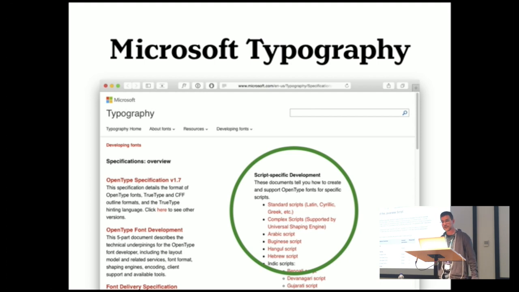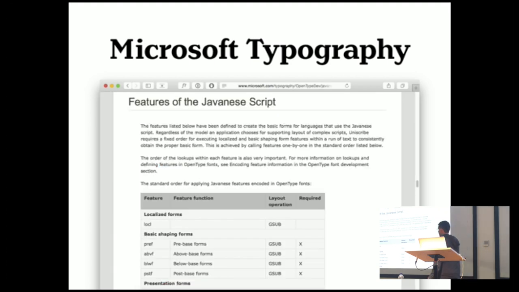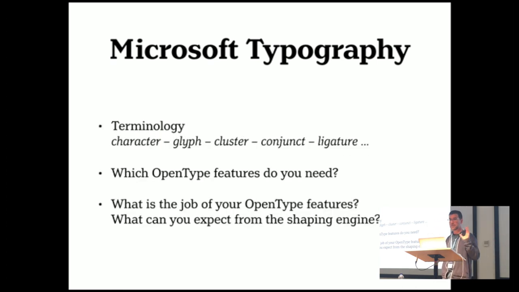And what they tell you on the website is, this is what it looks like, for instance, for the Javanese script. What they tell you there, for instance, is which of the OpenType features you have to implement, or you have to think about, for instance, pre-base forms or above-base forms. What is that? Something else they will tell you on the website is some terminology you have to get acquainted with. You have to know what is a character, what is a glyph. That's a no-brainer for this audience. But maybe, what's a conjunct and what's a cluster? That's already a bit more difficult. Most importantly, which OpenType features do I need? Which OpenType features will I have to take care of? And very important, what is the difference between these two questions?